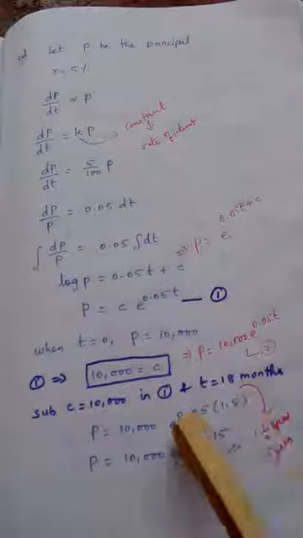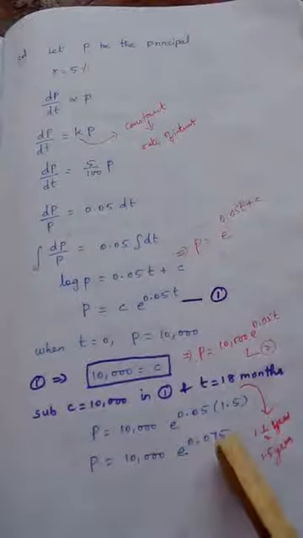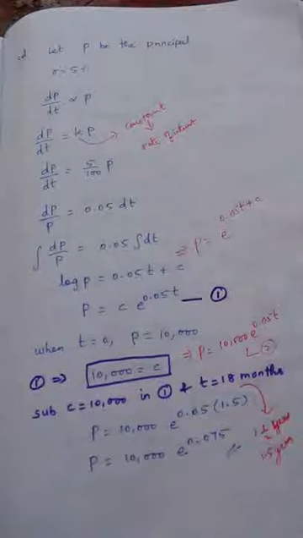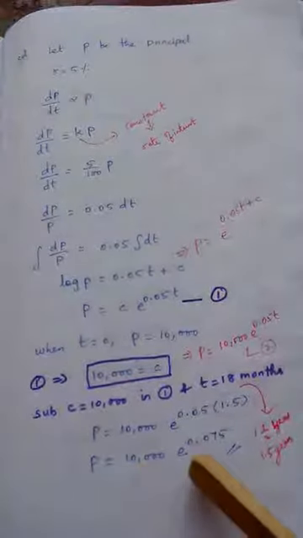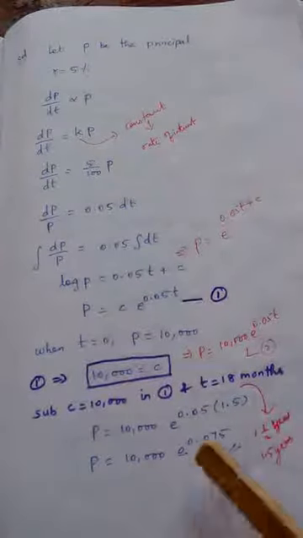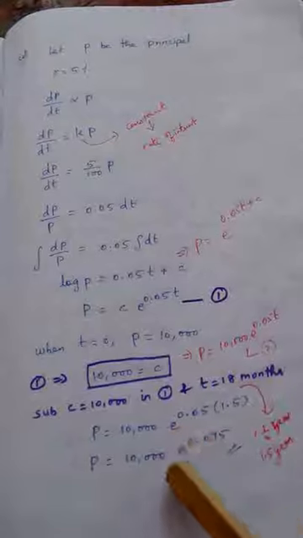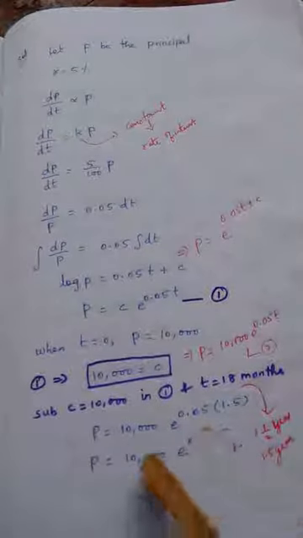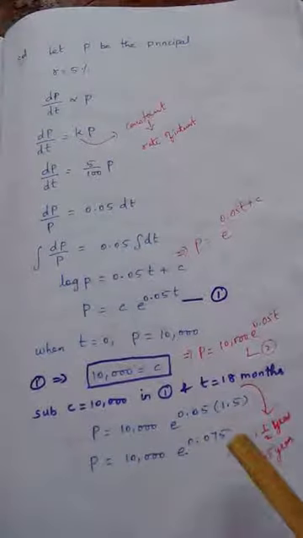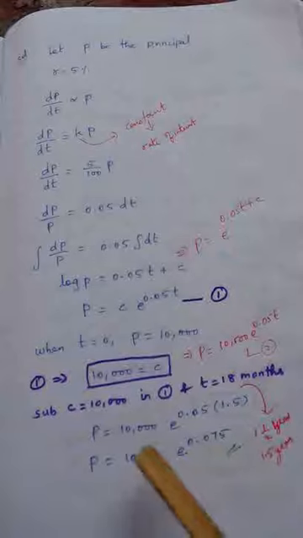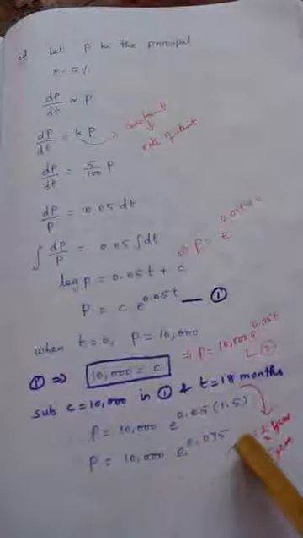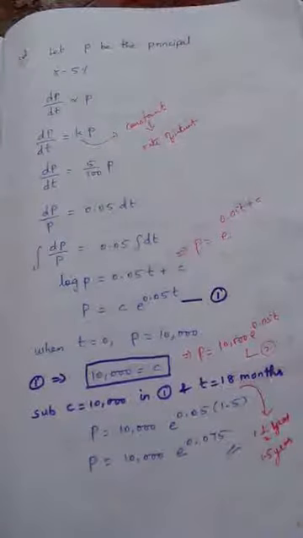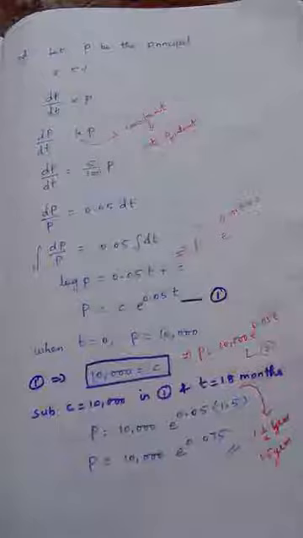Multiplying 1.5 and 0.05, the answer is 0.075. So P is equal to 10,000 into e power 0.075. That is the final answer. If we know this value in the log table, we can easily find it, so we will get the amount in rupees. In the exam also, you need not convert this into rupees. You can just stop here itself: e power 0.075. Hope you have understood.